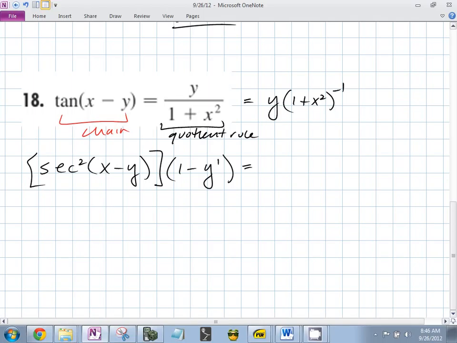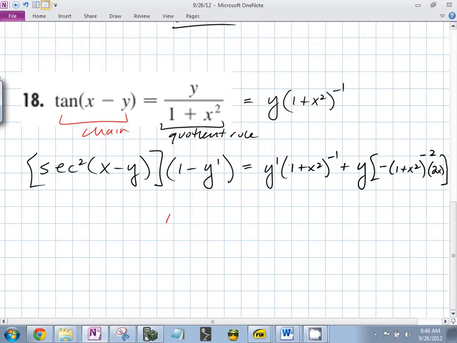The product rule. The derivative of the first times the second, plus the first times the derivative. What's the derivative of 1 plus x squared to the negative 1? Negative 1 times 1 plus x squared to the negative 2, times 2x. And now it's just algebra.